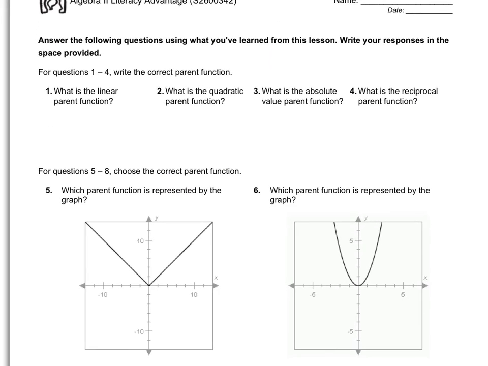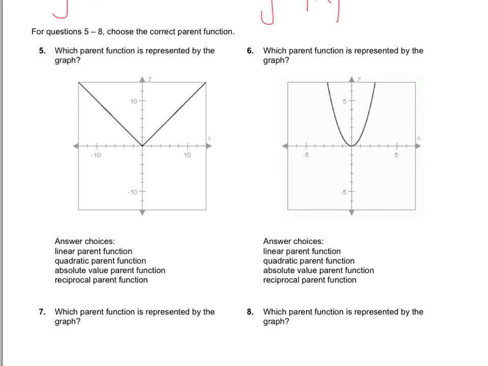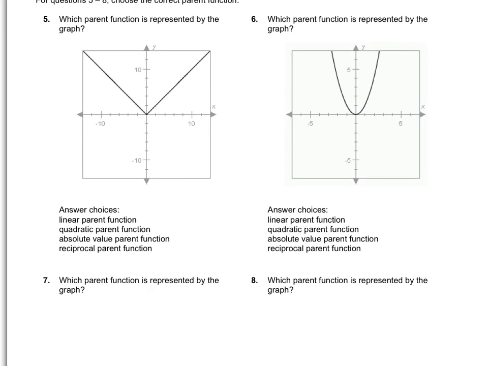So the question says, number 1, what is the linear parent function? Well, the linear parent function is y equals x. Number 3, what is the absolute value parent function? It's y equals absolute value of x. Number 5, which parent function is represented by the graph? So this particular parent function is the absolute value parent function.